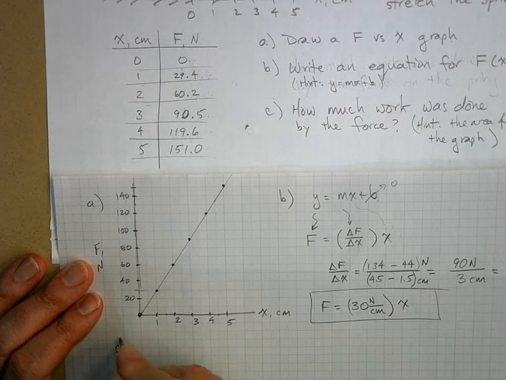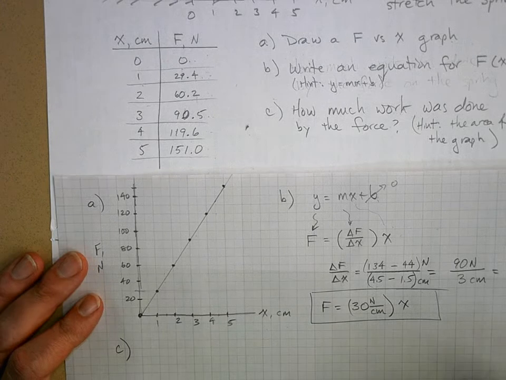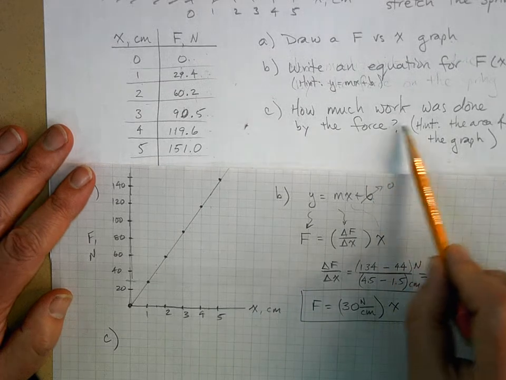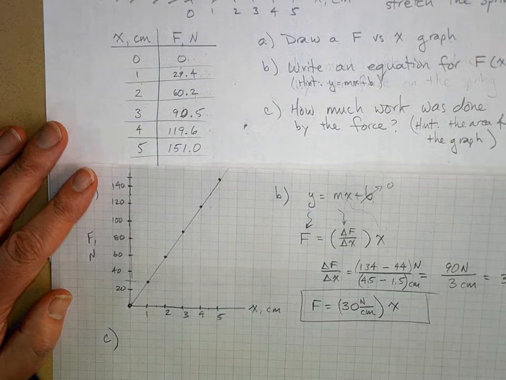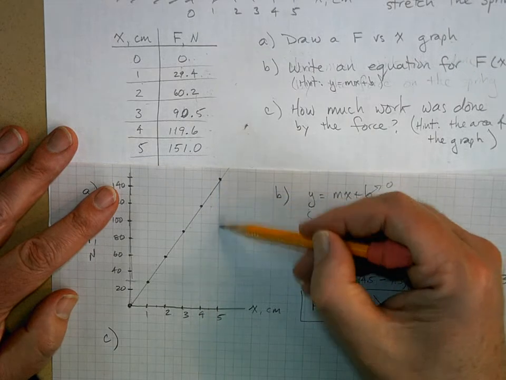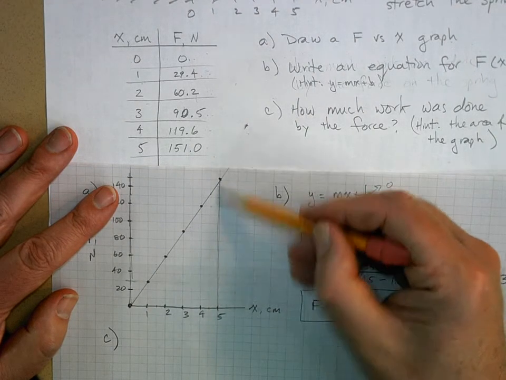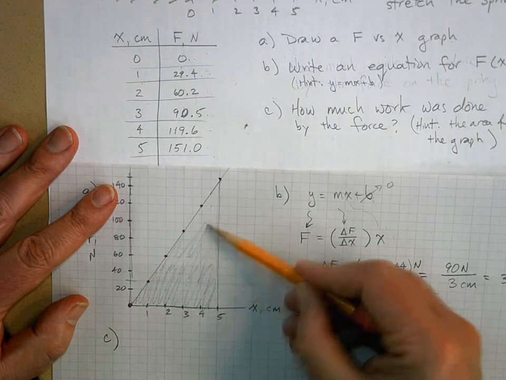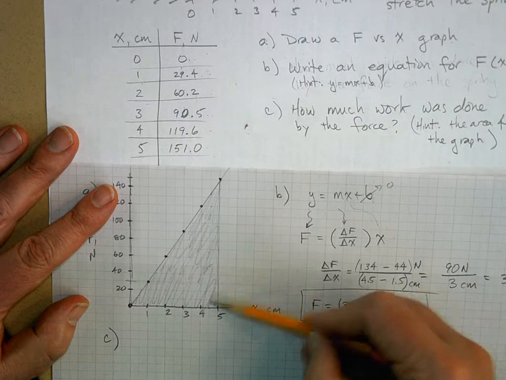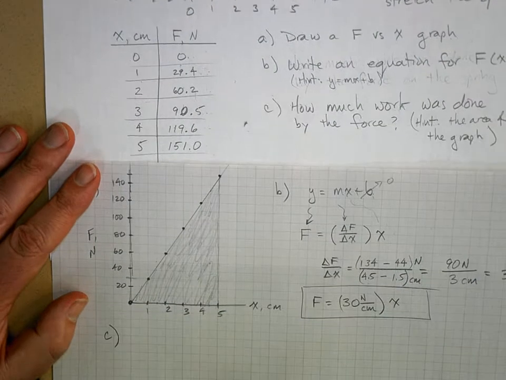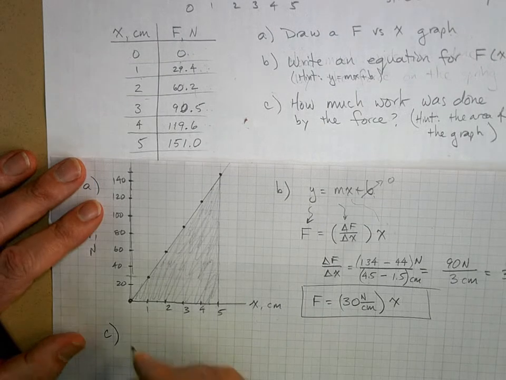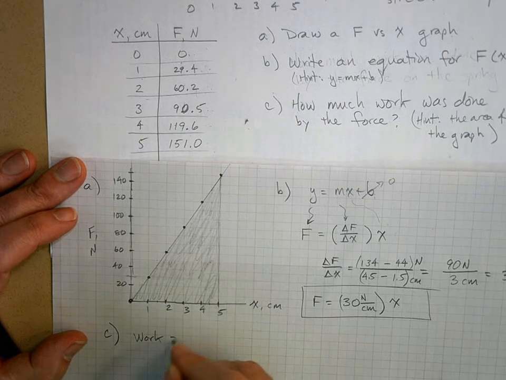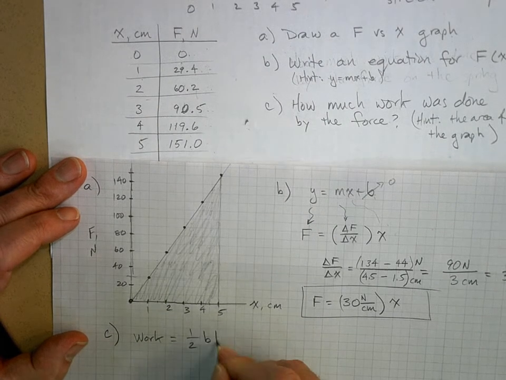Now part C. It says how much work was done, and it says hint, how much work was done by the hint. This the area underneath the graph. Well, here's the area underneath the graph, like this. Just shading it in very lightly. But folks, what kind of shape is that? Yeah. So if work is the area underneath a force versus displacement graph, and it's a triangle, you can just say, okay, well, that's 1/2 the base times the height.